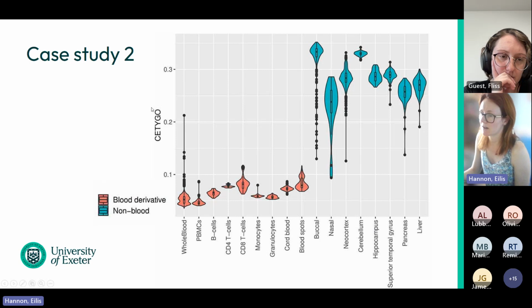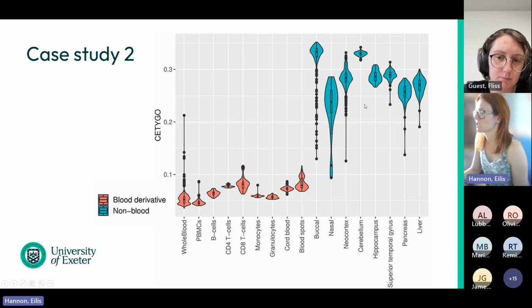So here we've got our error metric on the y-axis, and the pink violins here represent sensible applications of the model. So we've predicted blood cell types in blood samples, and the scores are lower. And then on the right-hand side, you've used the same algorithm, but in tissues that are not blood. So we've got buccal, we've got nasal, we've got a range of brain regions, and we've also got pancreas and the liver, and we can see our error metric is higher.